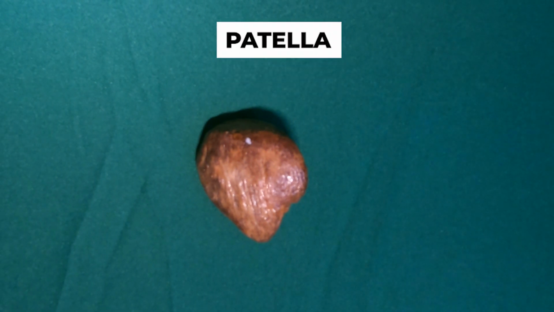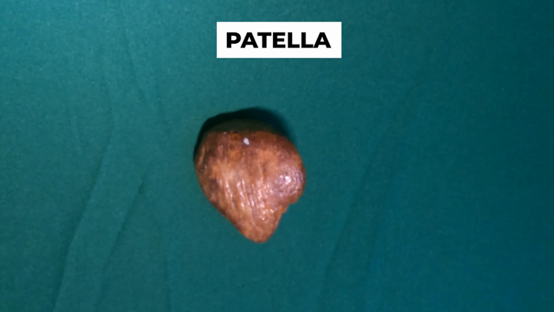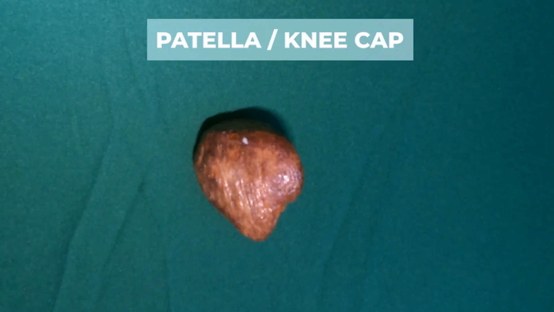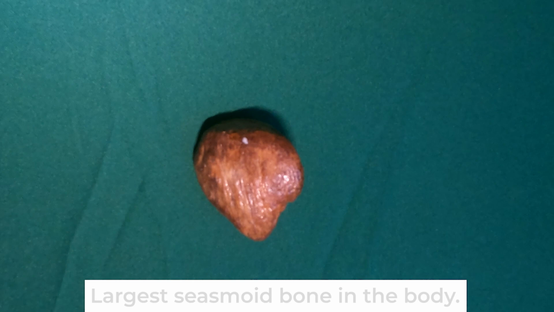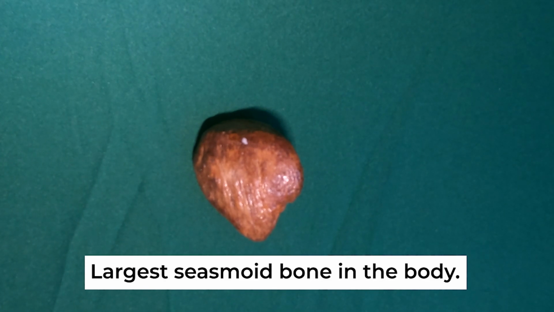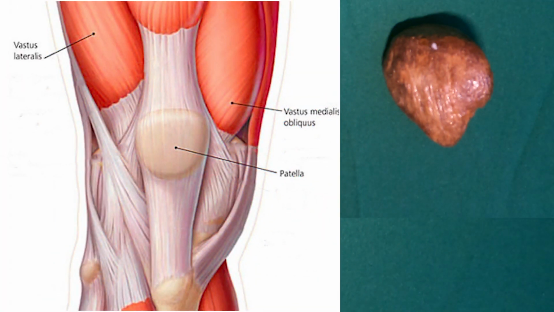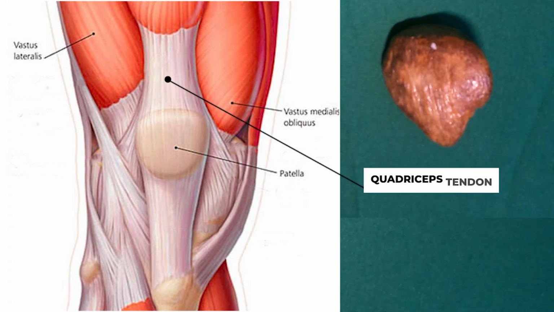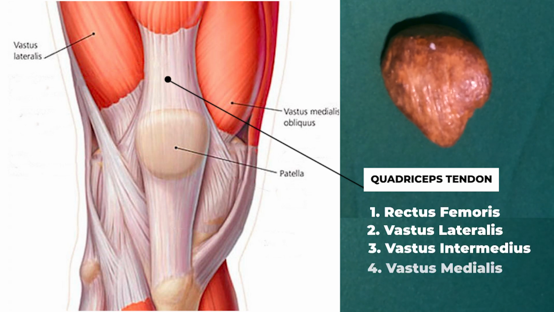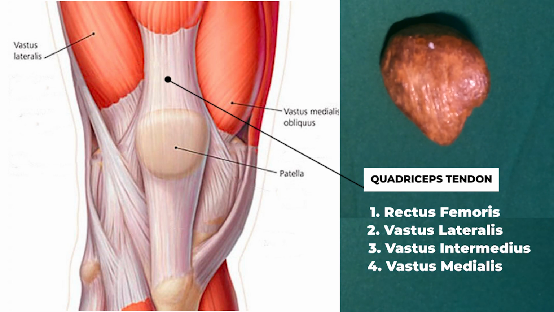In this video, we will be discussing the patella, which is also known as the kneecap. The patella is the largest sesamoid bone in the body. It is embedded in the tendon of the quadriceps femoris muscle, lying anterior to the femoral condyles. The tendons of rectus femoris and the three vastus muscles, lateralis, intermedius, and medialis, converge to form the quadriceps tendon.